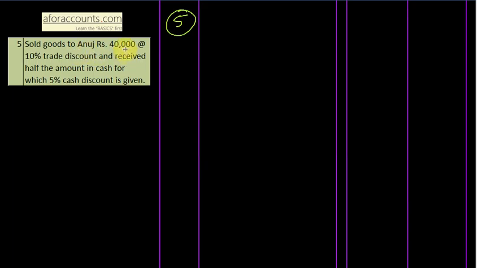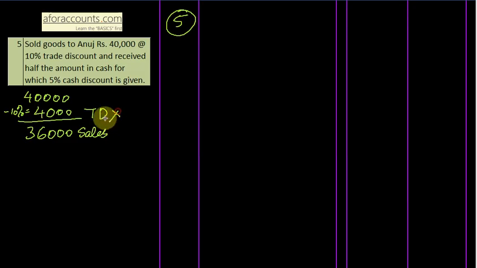Sold goods to Anuj rupees 40,000 at the rate trade discount 10%. Now first of all tell me, trade discount को books में record करोगे? Answer is no, never. So from 40,000 immediately remove 10% trade discount. So 40,000, I'll do the working here, less 10% trade discount, that comes up to 4,000. And the actual sales 40,000 minus 4,000 is 36,000. This is my actual sales, as I never record trade discount in my books, never.